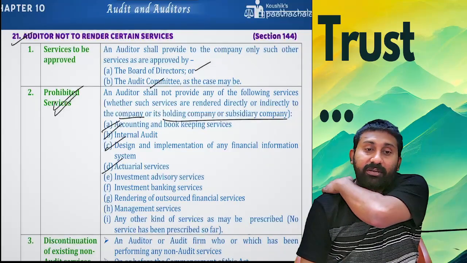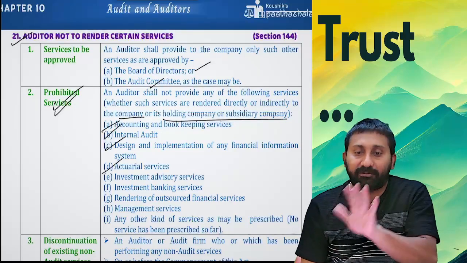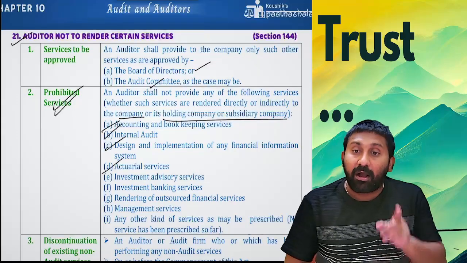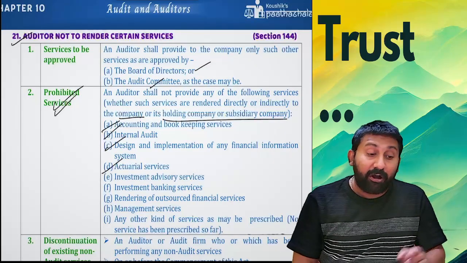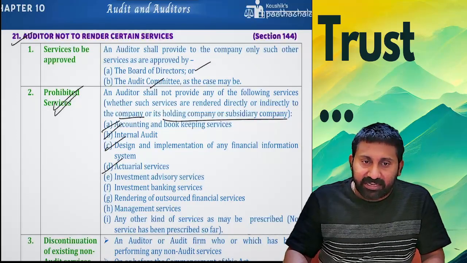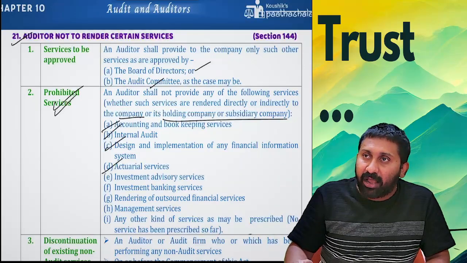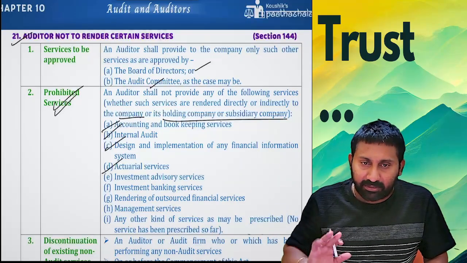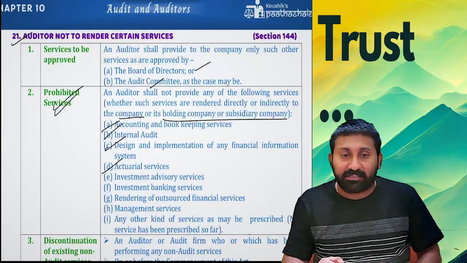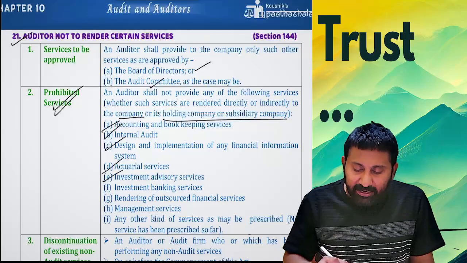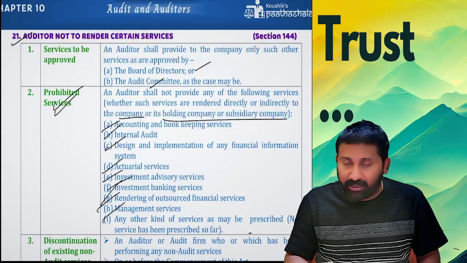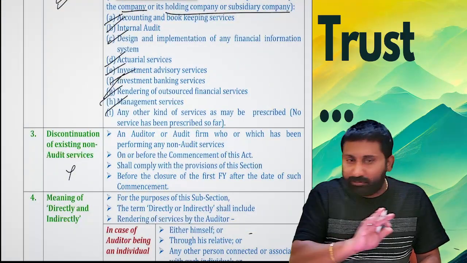Actuarial services. Actuarial services means valuation. Simply, land and building has to be revalued. Who should revalue? The actuary has to revalue. If the auditor himself is doing the actuarial services and he has to comment on the value of land and building, I will only do the valuation, I will only give the report. Not possible. Like that, accounting and bookkeeping, internal audit, design and implementation of financial information systems, actuarial services, investment advisory, investment banking, all these kinds of services the auditor is prohibited from doing. Okay, that's it.